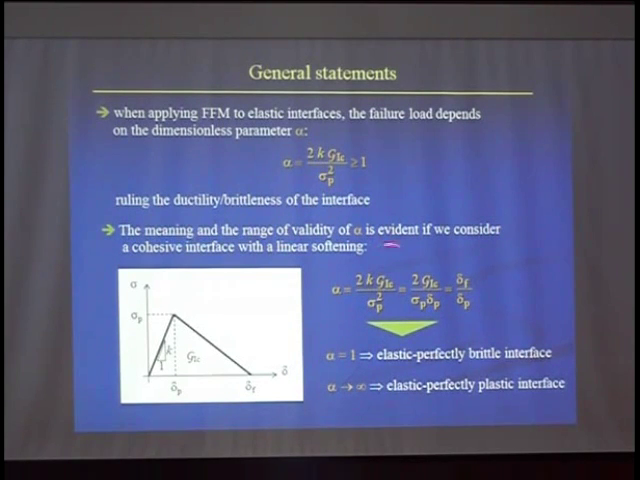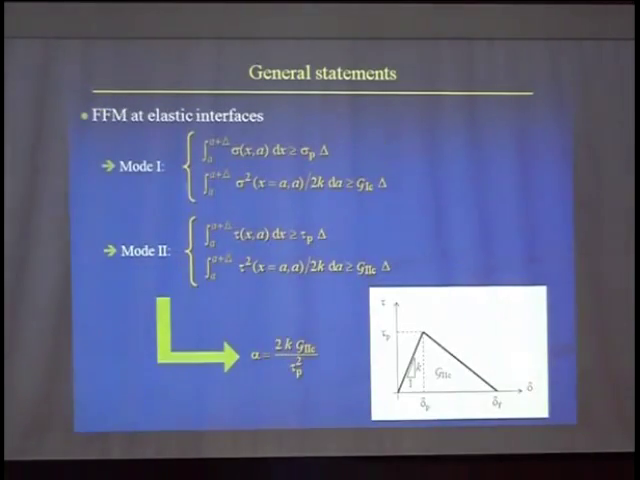which rules the ductility or brittleness of the interface. The meaning of alpha is evident if we consider a cohesive interface with a linear softening. Alpha is nothing else than the ratio between delta F over delta P, and therefore alpha equal to 1 means an elastic perfectly brittle interface. Alpha equal to infinity means an elastic perfectly plastic interface. So here are the two expressions for finite fracture mechanics in a mode 1 delamination or a mode 2 delamination.